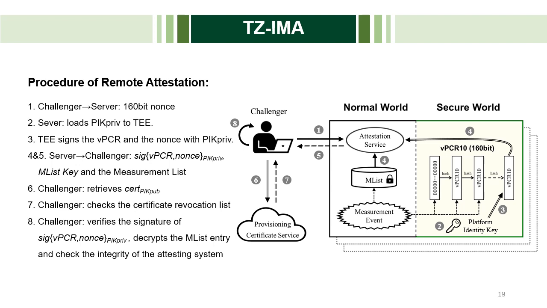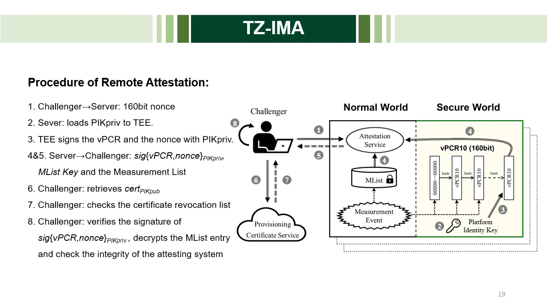After the challenger receives the response, it first retrieves a trusted certificate in steps 6 and 7. The PIK certificate binds the verification key to a specific system and states that the related secret key is known only to a specific trust zone.